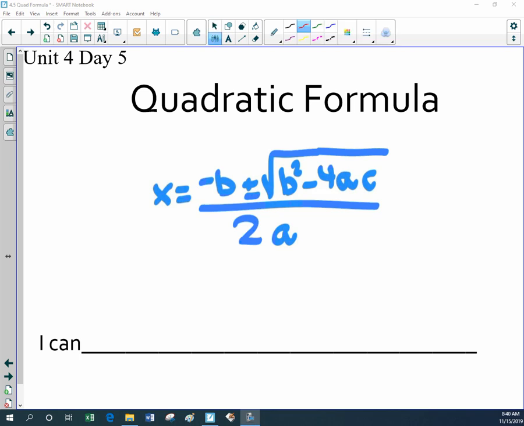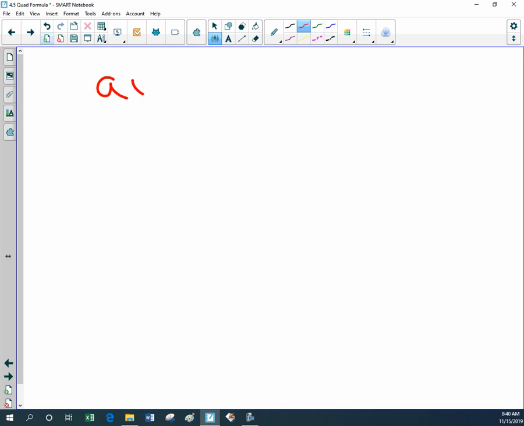Okay, so first of all, with the quadratic formula, it's written here on the board. This says: the opposite of b, plus or minus the square root of b squared minus 4ac, and this is all divided by 2 times a. Now the a, b, and c values come from the standard form of the equation.